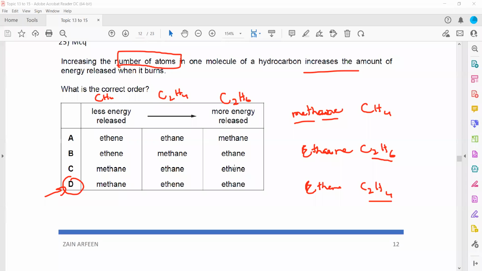So increasing the number of atoms increases the amount of energy released by the compound.